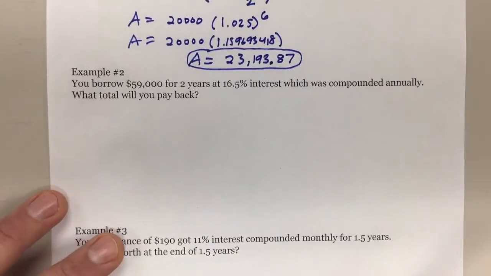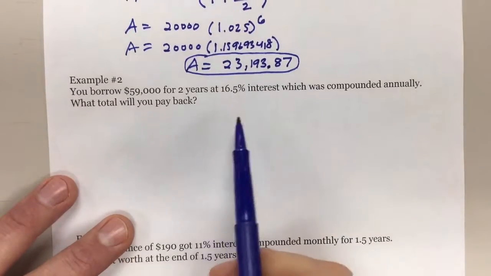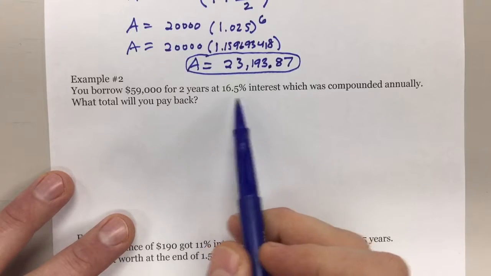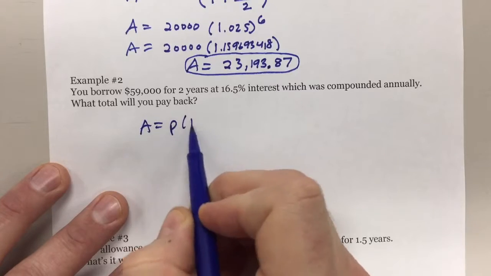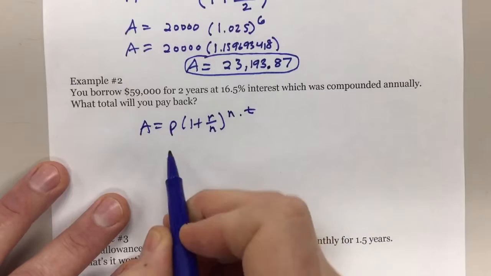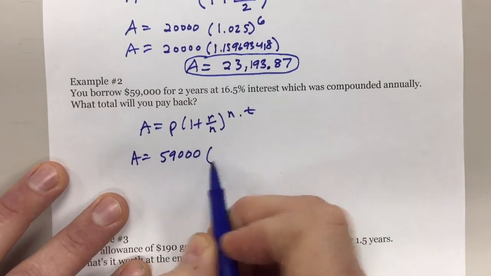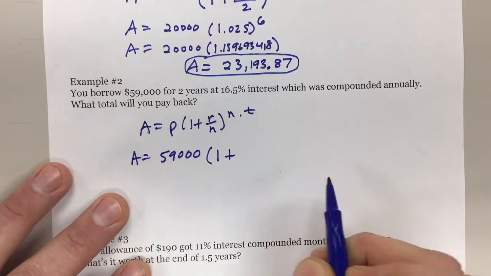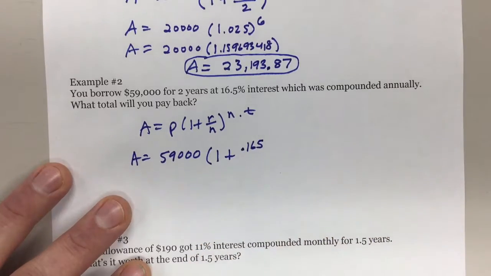Let's try another example. It says you borrow $59,000 for 2 years at 16.5% interest, which was compounded annually. What total will you pay back? So this is like you have a credit card. Credit cards typically charge very high interest rates. So I would take my equation and fill in the values. The principal is how much money you borrow or deposit into the bank or credit card. The 1 is always part of the equation. The interest rate was 16.5%, which translated to a decimal is 0.165.